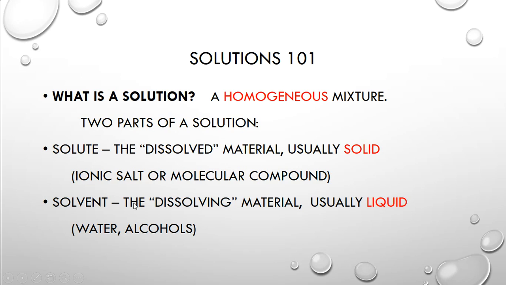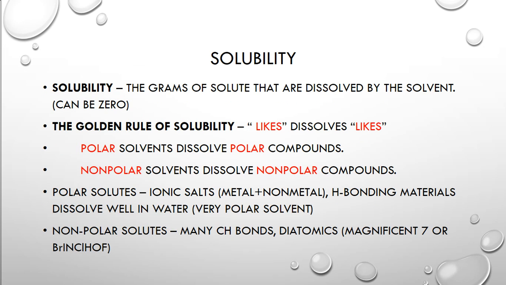Solvent wise, it's the dissolving material. Solvents are the dissolving material. We're usually talking about liquids, specifically for the next week and a half. And so water, alcohols would be the solvents that we're going to use. All right, so solubility. Solubility is the grams of solute that are dissolved by the solvent, and that can be zero. The golden rule of solubility is that likes dissolve likes. What does that mean? That means a polar solvent will dissolve a polar compound, and a nonpolar solvent will dissolve a nonpolar compound.